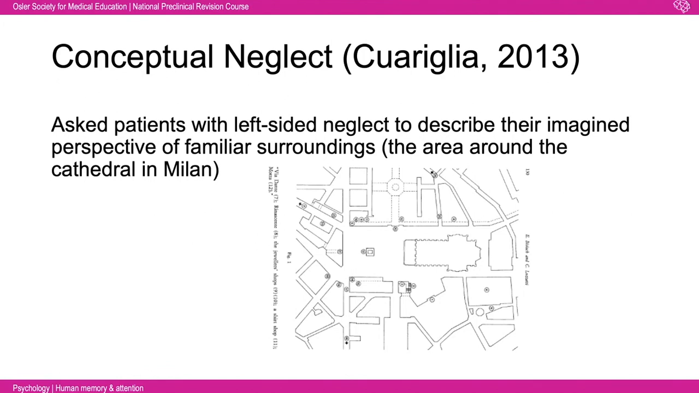But then the group said, well, how about you turn around in your mental space and you look the other way? And this time, the participants selectively described the opposite side of the road. So it's not that they're more familiar with one side of the road. They know both sides of the road, but when they're trying to remember it in their head, they can only remember the side on which their attention is still functioning completely normally.